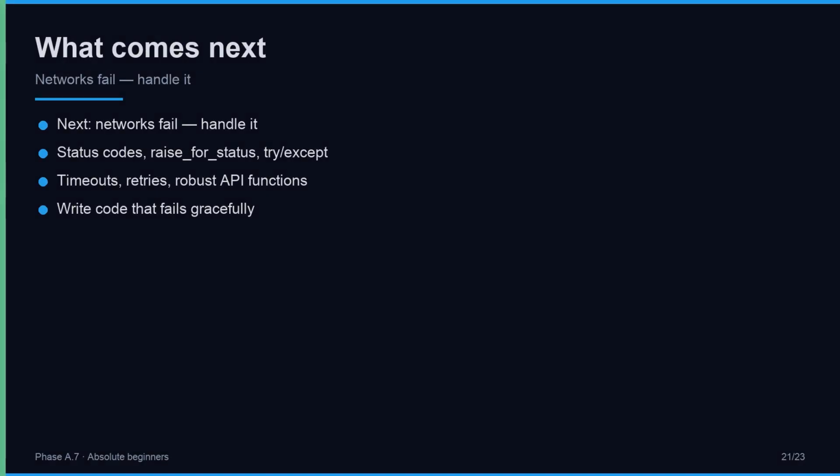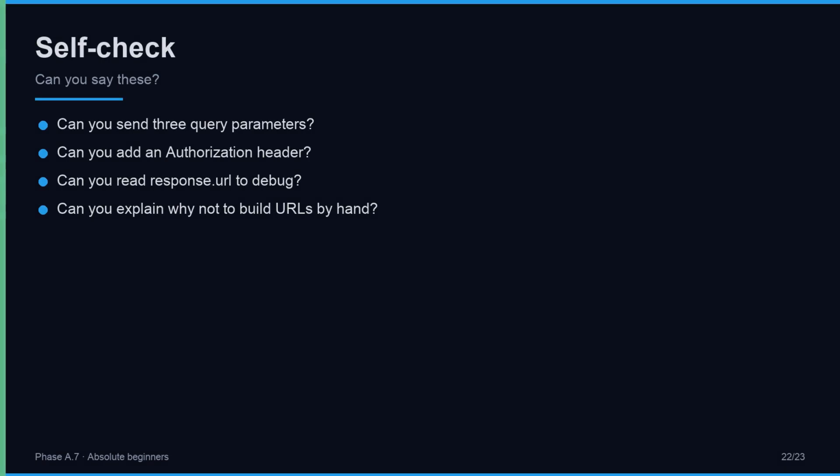What comes next? Every skill you learn today assumes the call succeeds. Real networks fail. Connections drop. Servers return errors. Tokens expire. The next lesson is error handling, how to check status codes properly, how to use raise_for_status, how to wrap your calls in try and except, how to set timeouts so a slow server does not freeze your script, and how to retry safely. Robust code is the next skill. Failure is next.